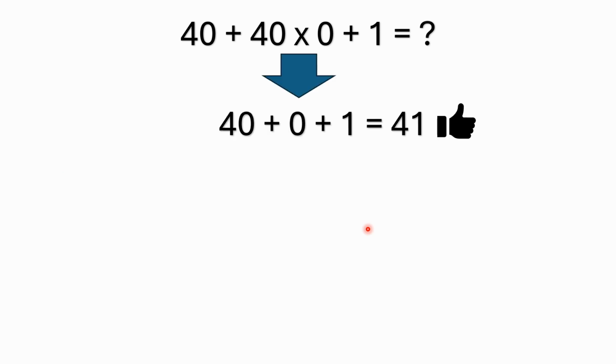So basically, you have to start with multiplication, even though the multiplication is written after the addition. It doesn't matter. You read left to right, you solve math problems left to right, but when you're solving mathematics problems left to right, you've got to keep in mind the order of operations. So multiplication is first. 40 times 0 is 0. 40 plus 0 plus 1 is 41.